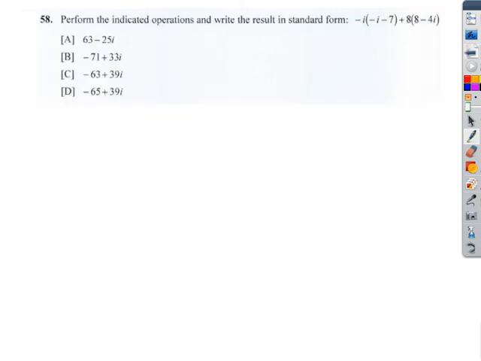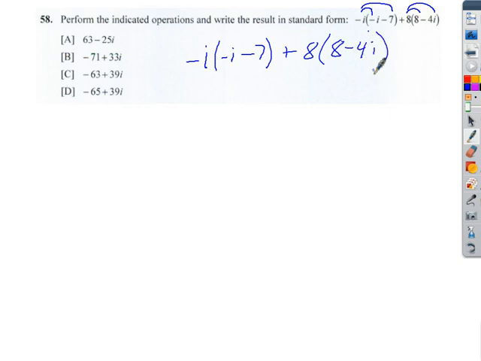You still can't go home. All right, so on this one, let's see. We're going to have a little distributive property here and a little bit of distributive property here. Let's see how this works. Let me rewrite it here. -i times -i minus 7 plus 8 times 8 minus 4i. I'm going to do a little distributive property. -i times -i is i squared. Negative times negative is positive. -i times -7 is positive 7i.